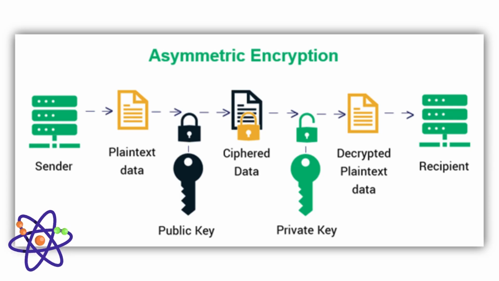Okay, so number 2, asymmetric key cryptography, or public key cryptography. Imagine having a public mailbox and a personal lockbox. Asymmetric cryptography utilizes a key pair, a public key and a private key. The public key is freely available for anyone to use for encryption. The private key is kept secret by the owner and used for decryption.